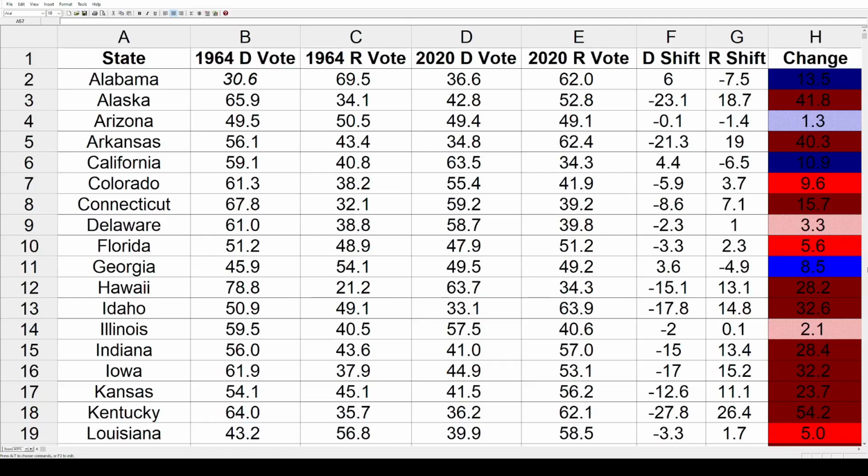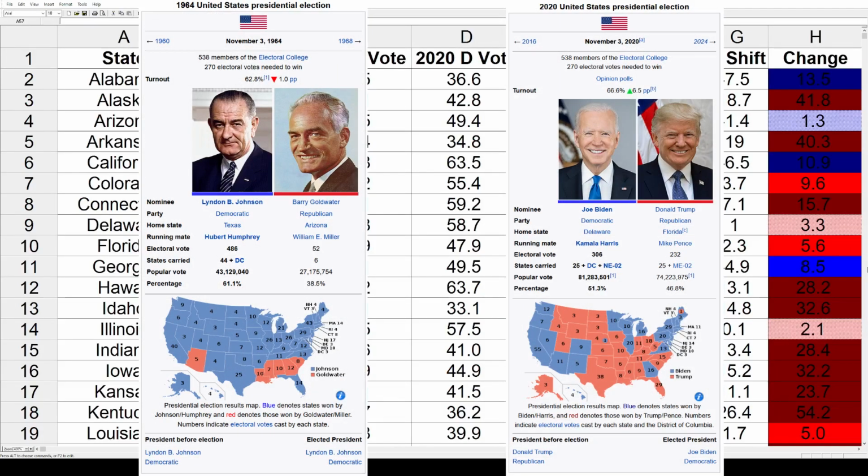1964, that was Lyndon Johnson winning in a landslide. He won 486 electoral votes, 44 states plus D.C. He got over 61% of the popular vote. His Republican opponent was Barry Goldwater. He only got 52 electoral votes, carried 6 states, and got 38.5% of the popular vote. So that was a complete blowout for Johnson.